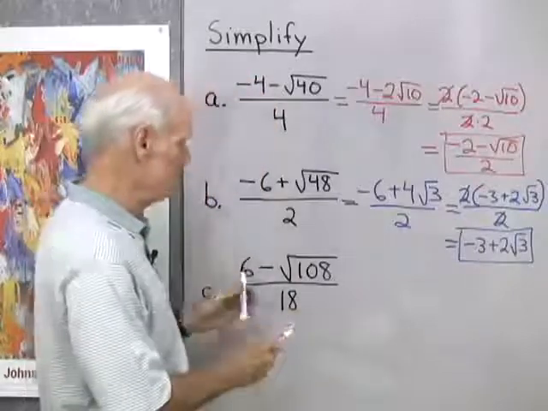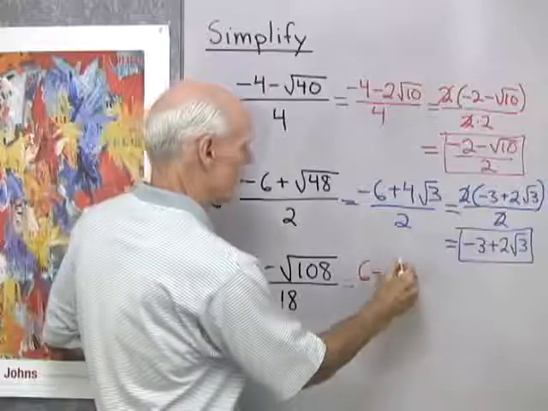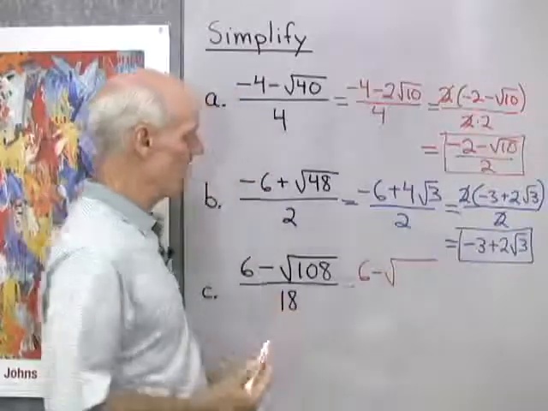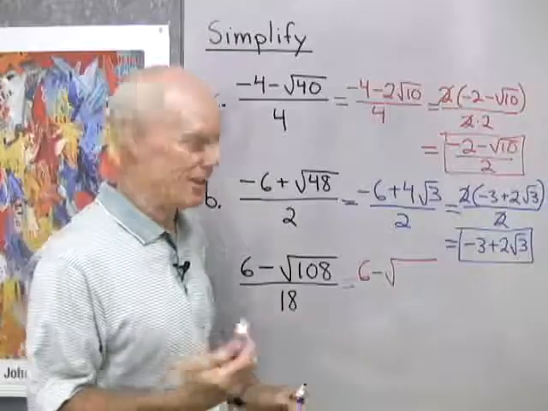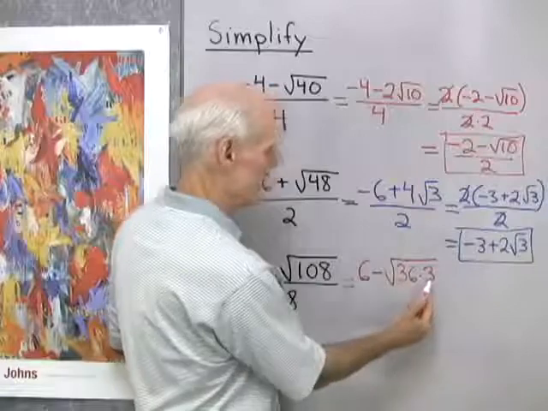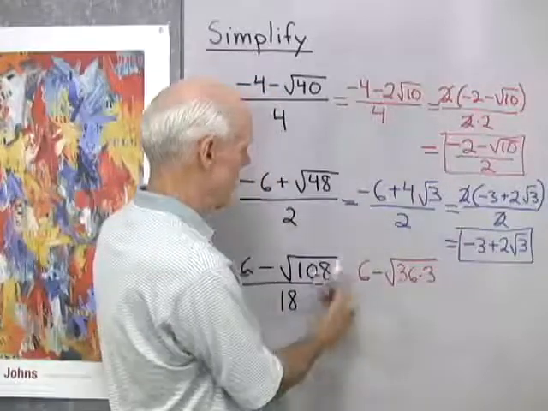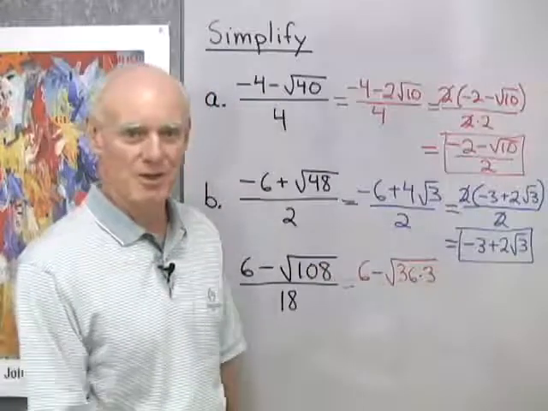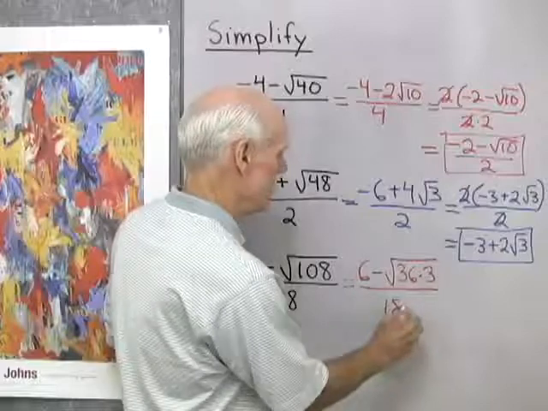Okay, one last problem. Let's see. 6 minus square root of, let's see, 108. 108, the largest perfect square that divides that, I think it's 36. Let's see. 36 times 3, is that right? 3 times 6 is 18, carry the 1. 3 times 3 is 9, and 1 is 10, so 108. So 36 times 3 is 108, all divided by 18.